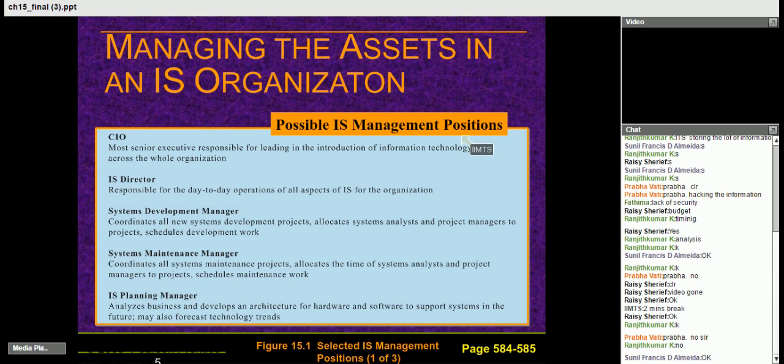Third, System Development Manager coordinates all new systems development projects, allocates system analysts and project managers to project schedules development work. Fourth, coordinates all systems maintenance projects, allocates the time of systems analysts and project managers to project schedule maintenance work. Then analyze business and develops an architecture for hardware and software to support systems in the future. They also forecast technology trends.